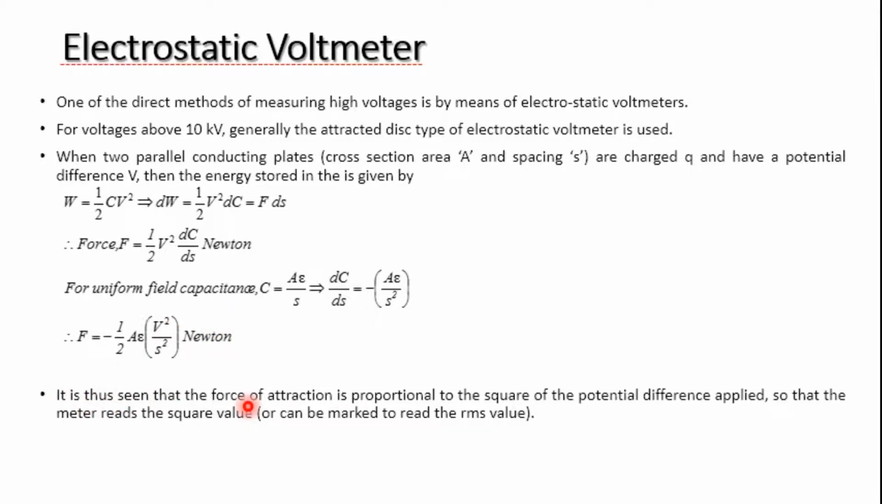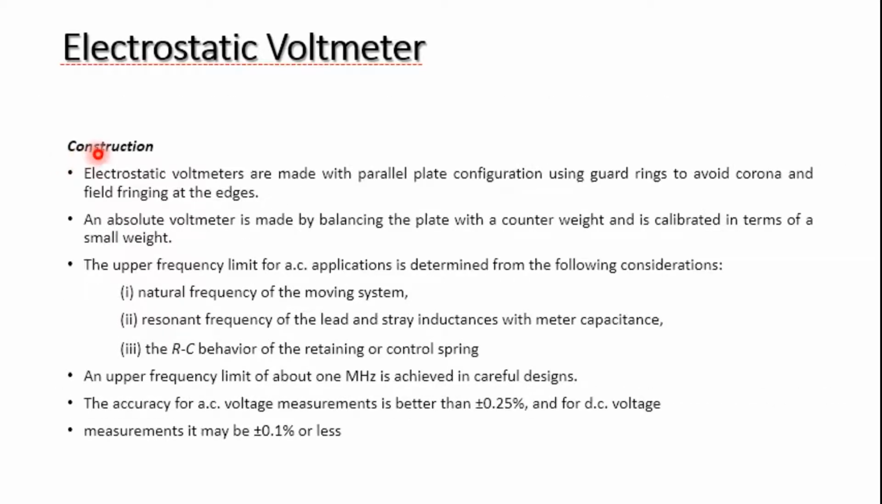So it is thus seen that the force of attraction F is directly proportional to the square of the potential difference applied between the two electrodes, so that the meter reads the square of the values. So this is nothing but the working principle of an electrostatic voltmeter. Then coming to the construction, the electrostatic voltmeter was made with a parallel plate configuration using a guard ring to avoid corona and field fringing at the edges.